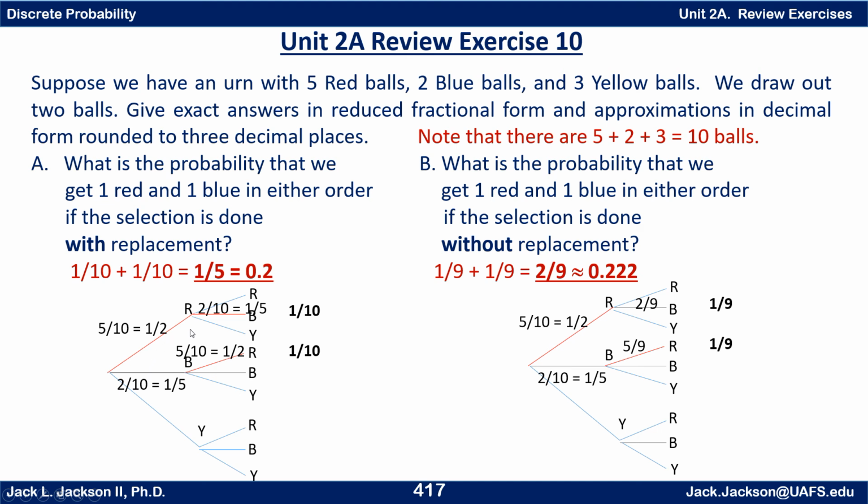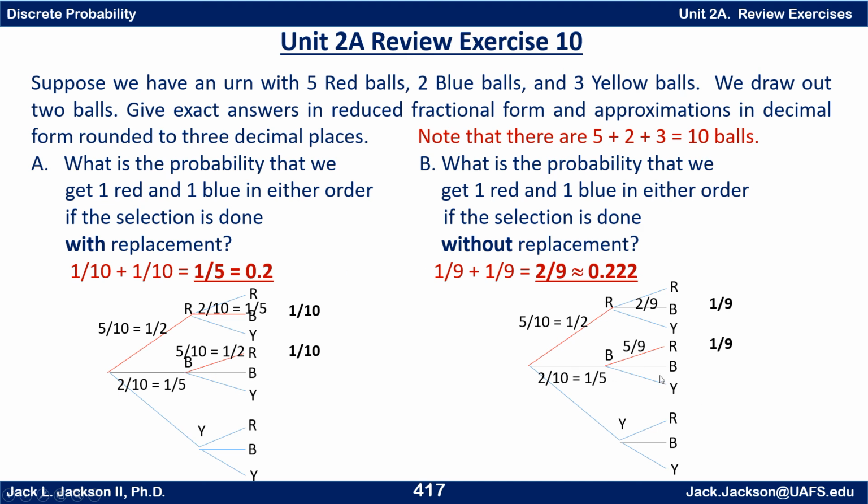Now we multiply along the path to get the probabilities at the end. So 1/2 times 1/5 is 1/10. 1/5 times 1/2 is also 1/10. And these are non-overlapping probabilities, so we can add them up. So these are both possibilities with 1 red and 1 blue. I said either order was okay. So you add those up, you get 2/10, which equals 1/5, or 0.2, or 20%.